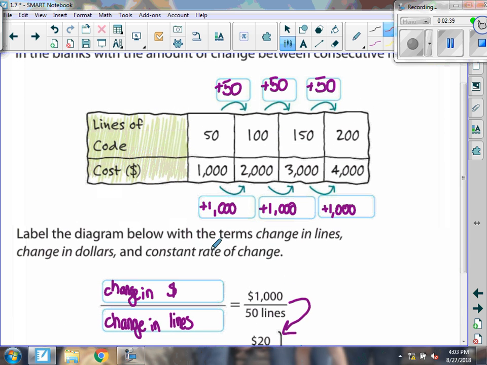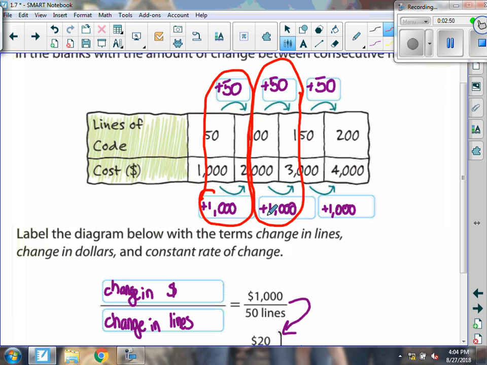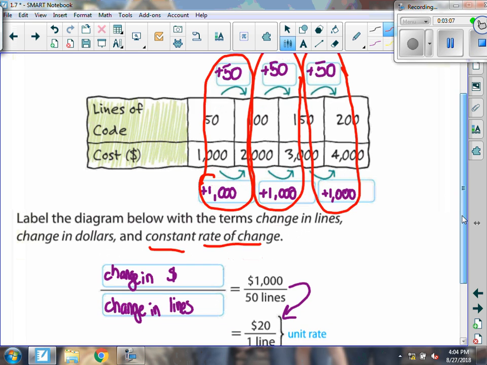So when we have our change in money over our change in lines, so this is going to be 1,000 over 50, if these are all simplified to the same thing, 1,000 over 50, in these cases, these numbers are all the same. They're not always going to be that way, but in this lesson they will. So since these all simplify to the same thing, our rate of change is constant. So it's a constant rate of change.